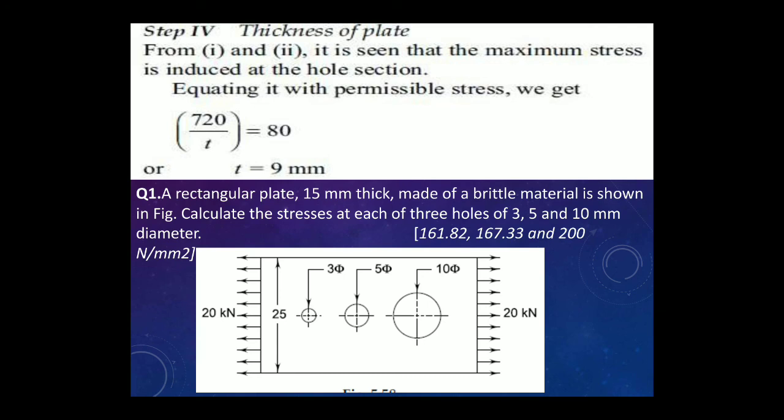In the next session, we will see another type of examples related to this.